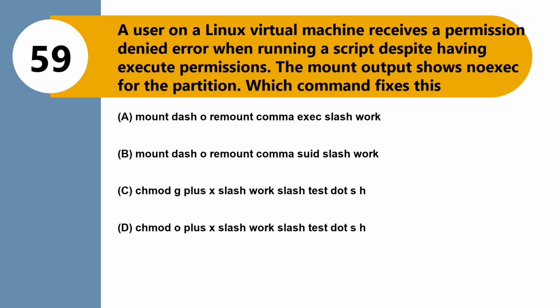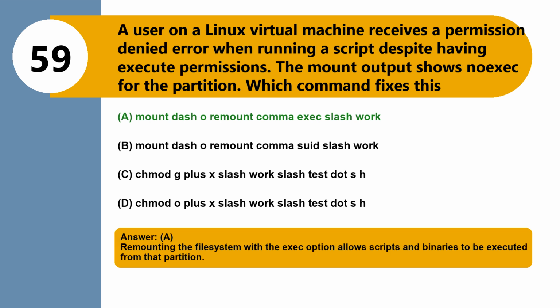The mount output shows no exec for the partition. Which command fixes this? Option A, mount -o remount,exec /work. Option B, mount -o remount,suid /work. Option C, chmod g+x /work/test.sh. Option D, chmod o+x /work/test.sh. The correct answer is option A, mount -o remount,exec /work.